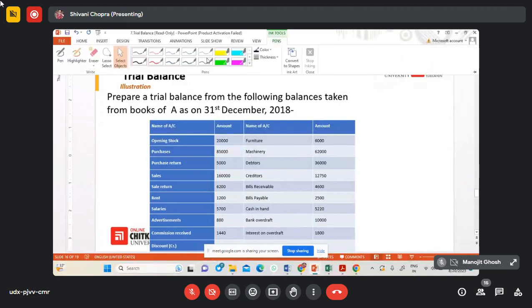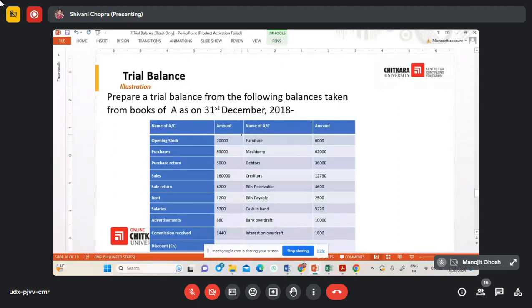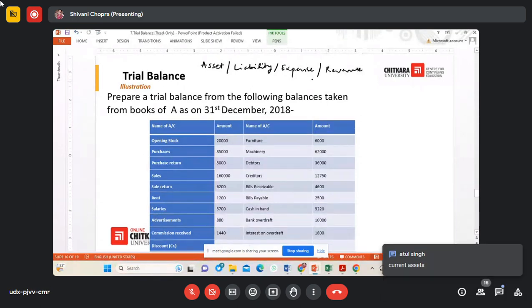So what is their opening stock? What is the natural balance of opening stock? Tell me. I'm not asking whether you'll debit it or credit. Tell me the natural balance of opening stock. How do you determine that? First of all, whenever you see an item, you see whether it's an asset, a liability, an expense, or a revenue. And then the last is capital.